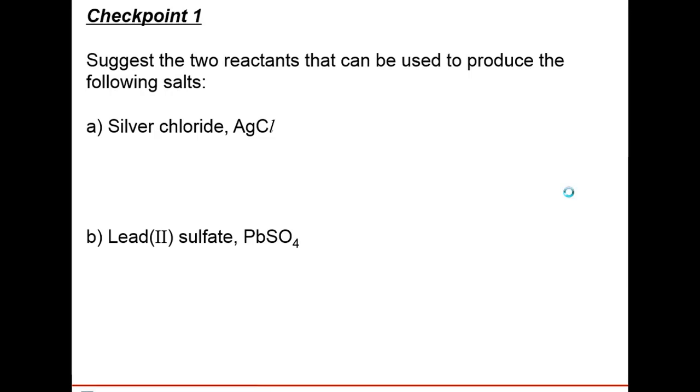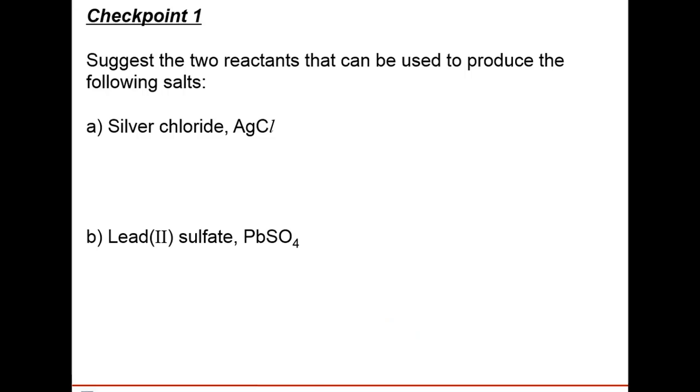Then look at the salt's formula. AgCl, which component belongs to the acid? What acid do we use? And what is the other reactant we want to use to make sure that at the end of the day we obtain the salt in one step? Okay, pause the video now to attempt this checkpoint. Continue the video once you are done.